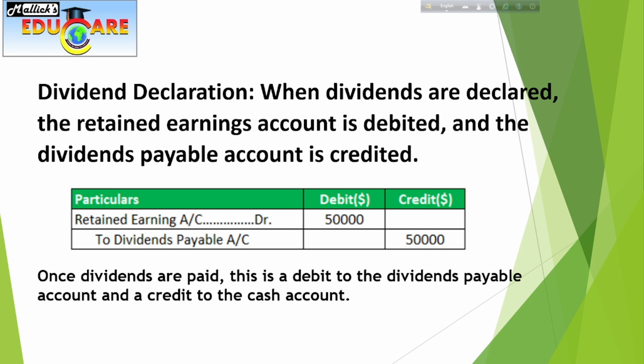Dividend declaration. When dividends are declared, the retained earnings account is debited and the dividend payable account is credited. Retained earnings account debit 50,000, dividends payable account credit 50,000. Once dividends are paid, this is a debit to the dividends payable account and a credit to the cash account.